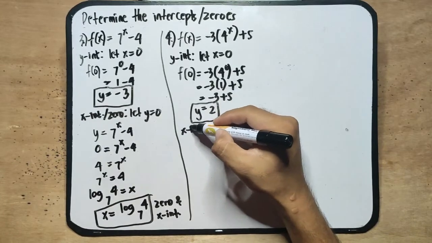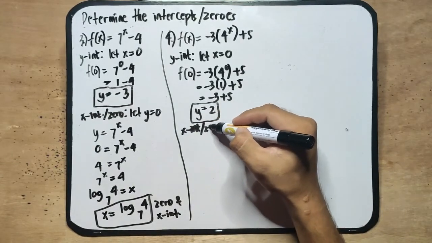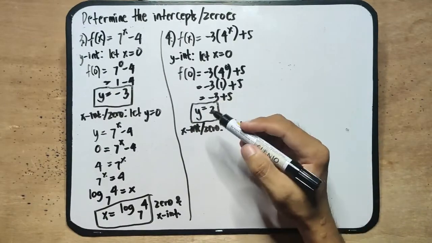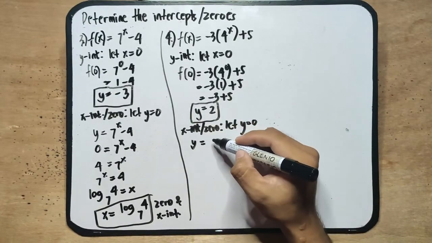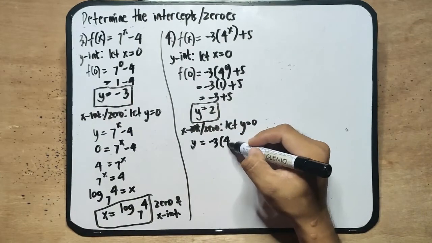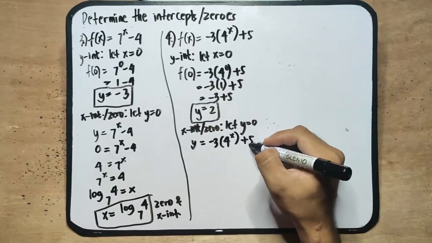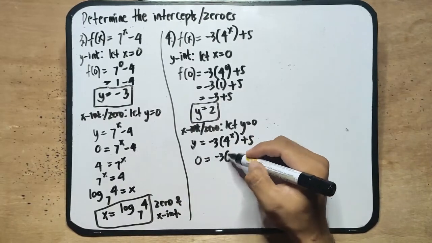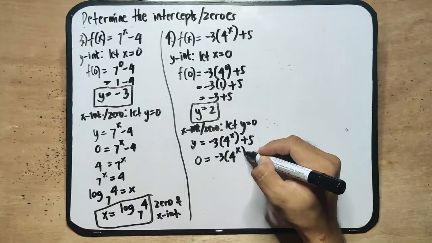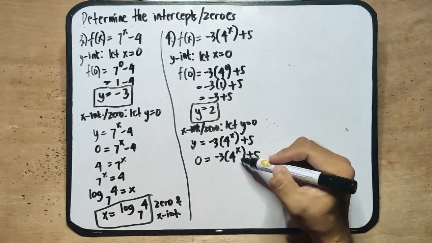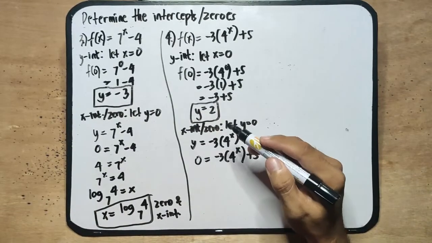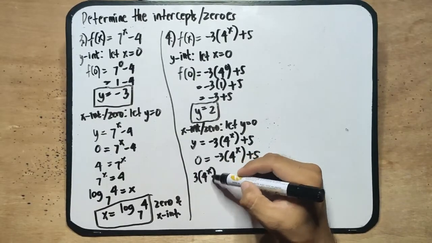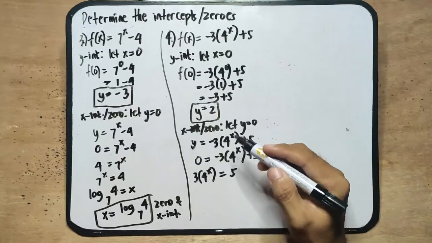So for the x-intercept and the 0, we let y be equal to 0. So the function is y is equal to negative 3 times 4 raised to x plus 5. Substituting 0 here, we have 0 is equal to negative 3 times 4 raised to x plus 5. Since this term is negative, we can transpose it to the left to make it positive. So it will become 3 times 4 raised to x is equal to 5.